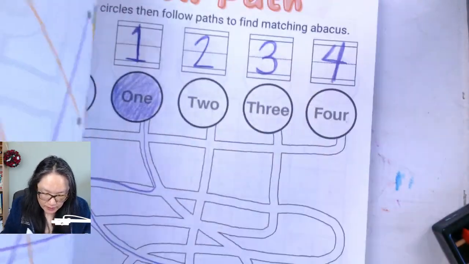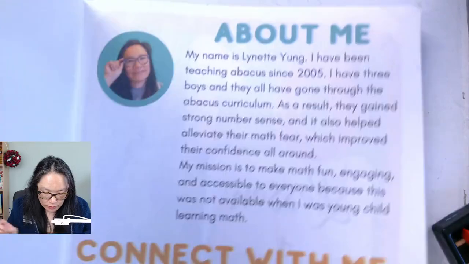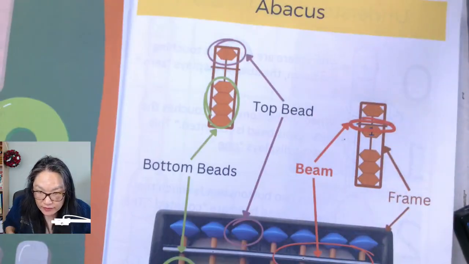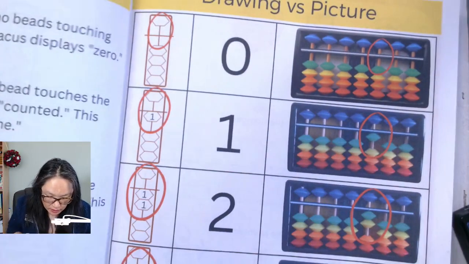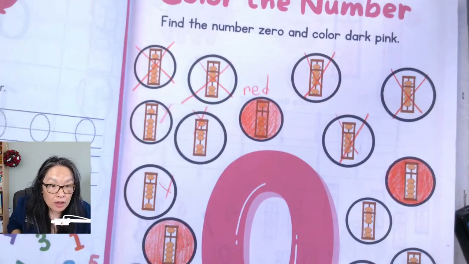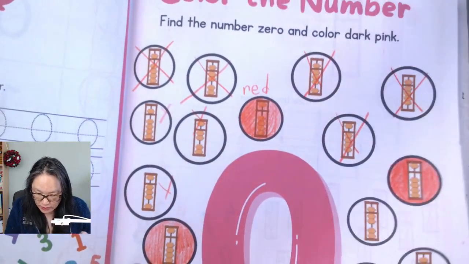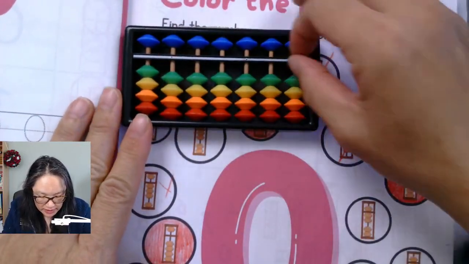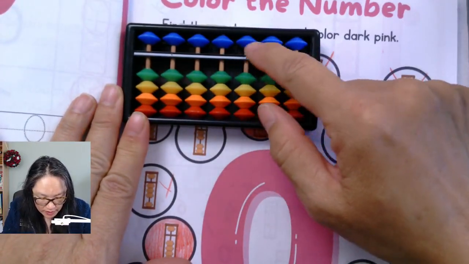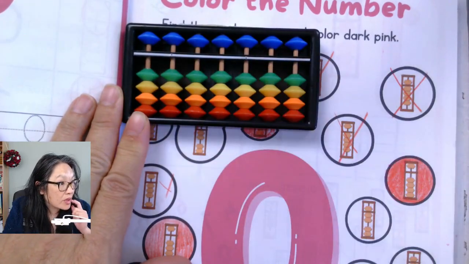And this is my workbook. This workbook is available. When we look, we're going to be talking about 1. First, 0. This is 0. None of the beads are touching this horizontal bar, so this is what we call 0.